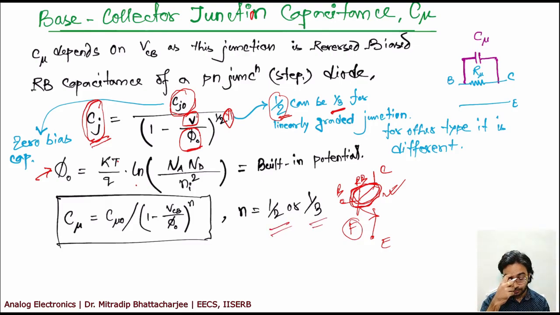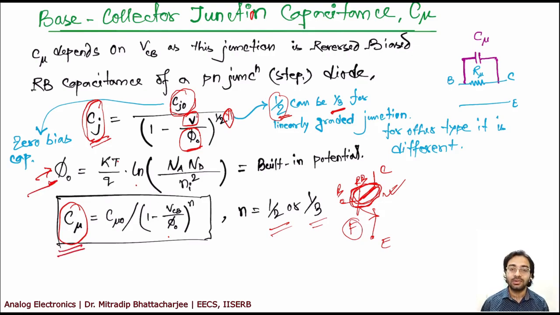Okay. So similarly, our C mu will be C mu 0, that is the zero bias capacitance, divided by 1 minus VCB divided by phi 0. VCB is the voltage across this junction. Phi 0 is the built-in potential, which can be calculated using this equation. So we have C mu.